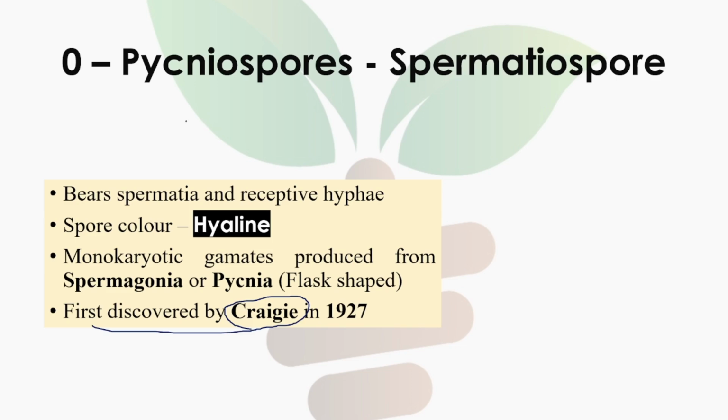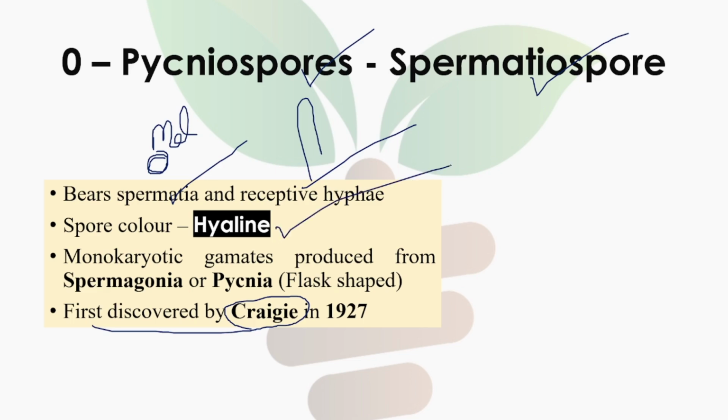Okay. So we'll start with the 0 spore stage, which we can also call the pycniospore or spermatiospore stage, or pycnial stage or spermatial stage. Pycniospores or spermatiospores are produced that bear spermatia and receptive hyphae. From spermatia, spermatiospores are produced. We can consider the spermatiospores as male cells and the receptive hyphae as a female cell in general. The spore color of this pycniospore is hyaline, and monokaryotic gametes are produced from the spermagonia or pycnia. Generally pycnia are flask shaped, right?